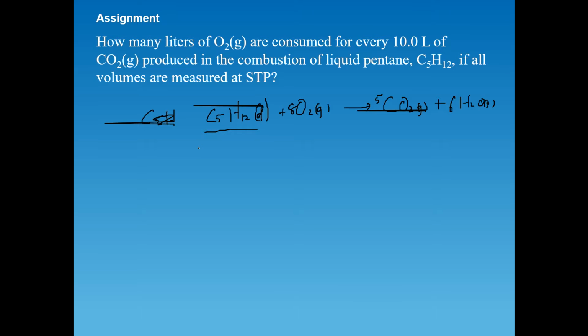But basically, we need to start out with that first. Now, the question says that there are 10.0 liters of carbon dioxide produced. So what I would do is start off with the 10.0 liters of CO2, and the question is asking for how many liters of oxygen reacts. So I'll start off with the 10.0 liters of CO2, and then I would multiply that by a conversion factor.